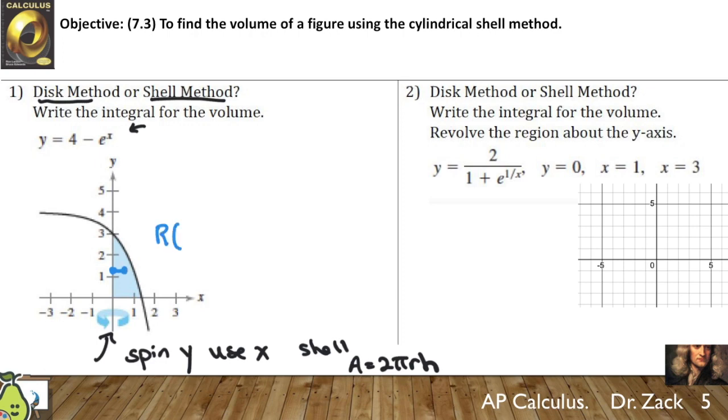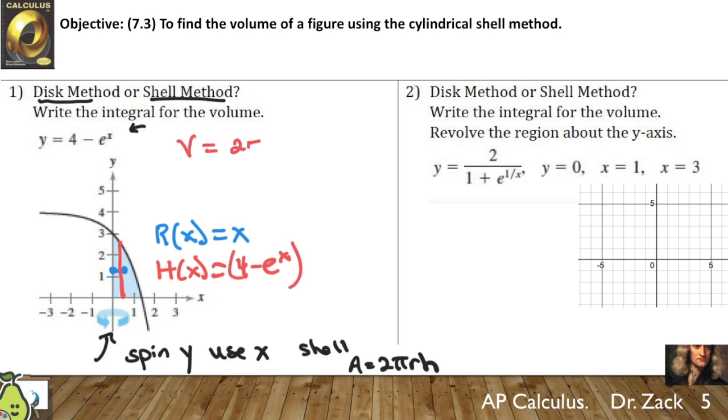Notice the radius with respect to x is just x, and that the height is perpendicular. So the height with respect to x is going to be 4 minus e to the x minus 0, but that didn't matter.